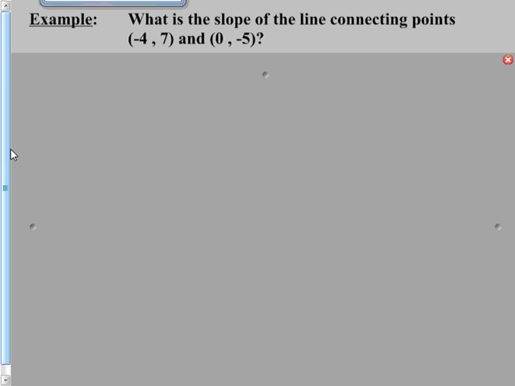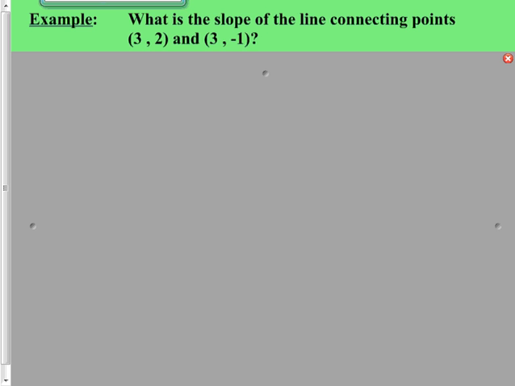And if you go ahead and do it, hopefully I'll be able to verify that you got the right answer for you on Tuesday. But what is the slope of the line connecting points -4, 7 and 0, -5? Press pause if you need more time. And then also, what is the slope of the line connecting points 3, 2 and 3, -1? Again, this should feel very much like review.